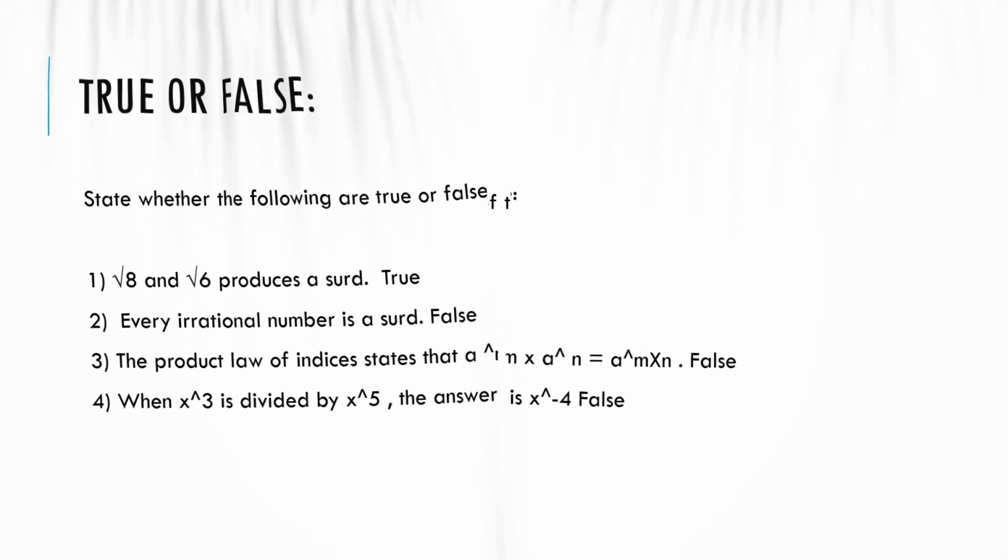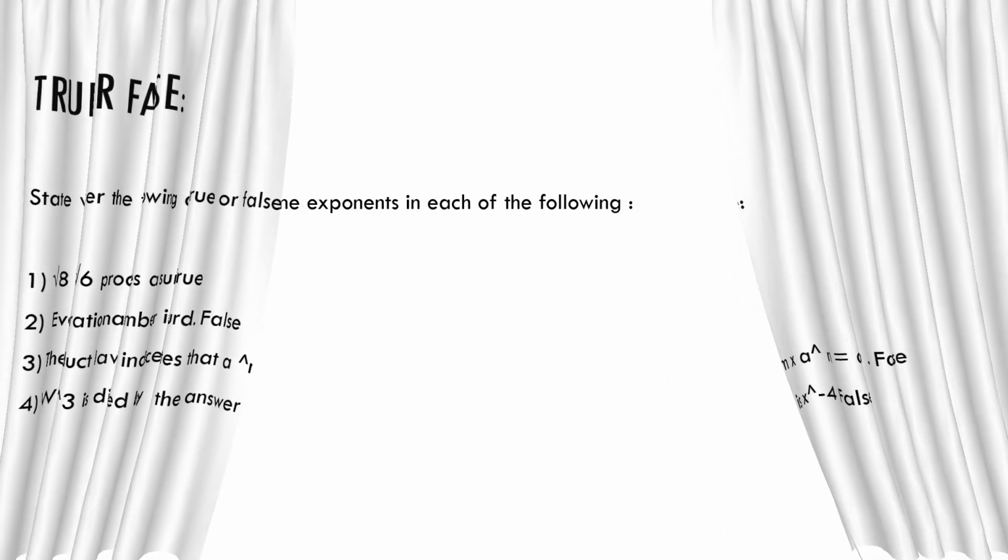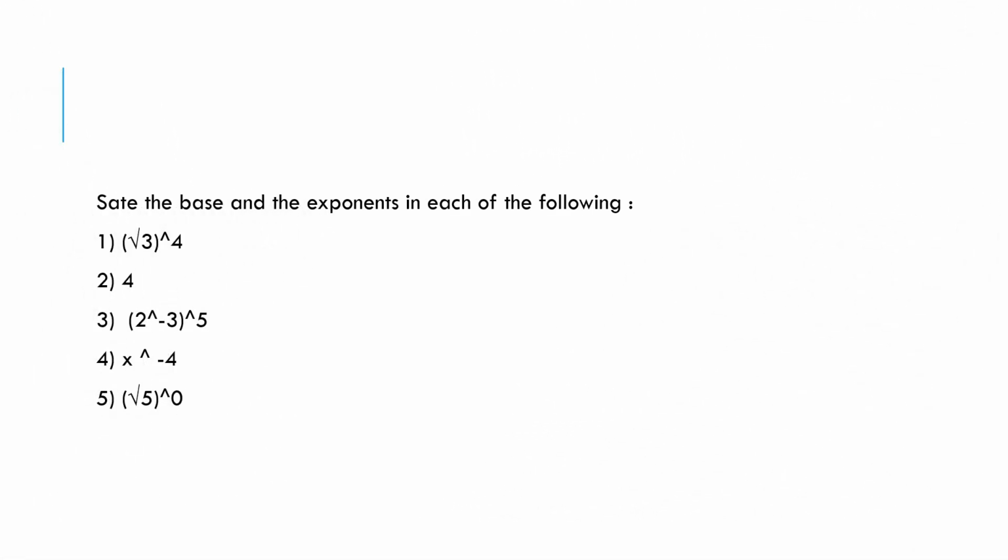State the base and the exponents in each of the following. Square root 3 power 4, 4, 2 power minus 3 whole power 5, x power minus 4, square root 5 power 0.